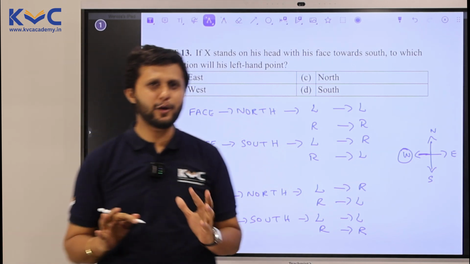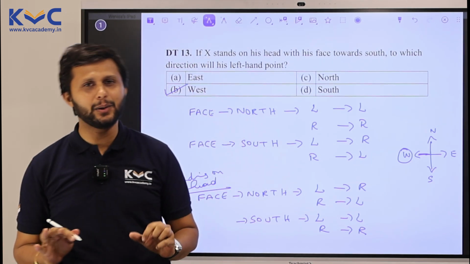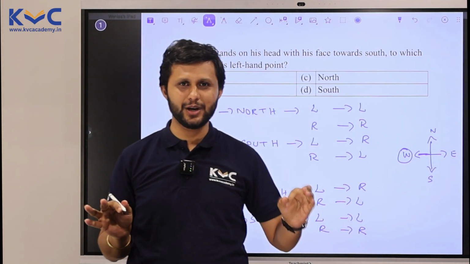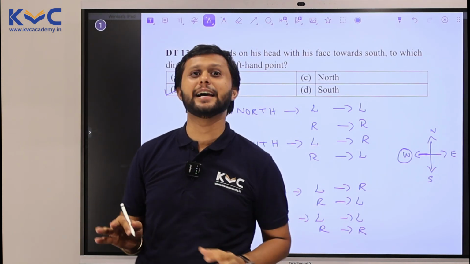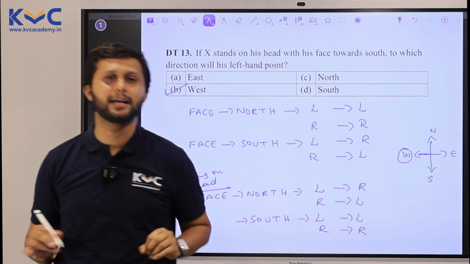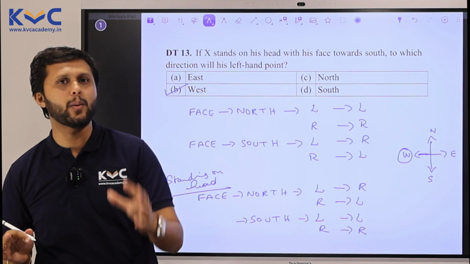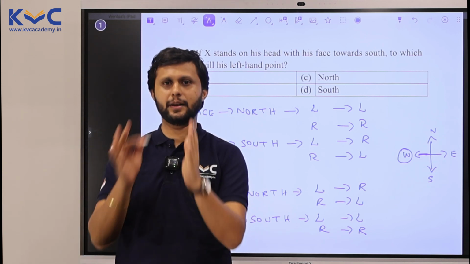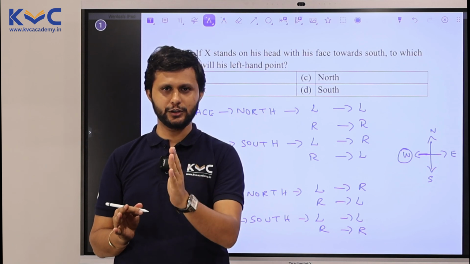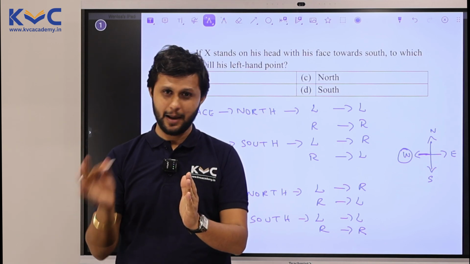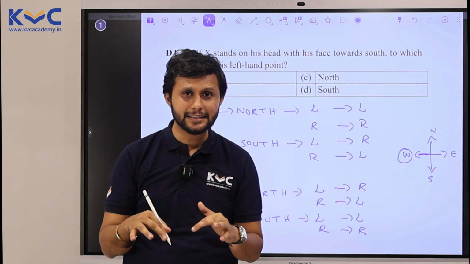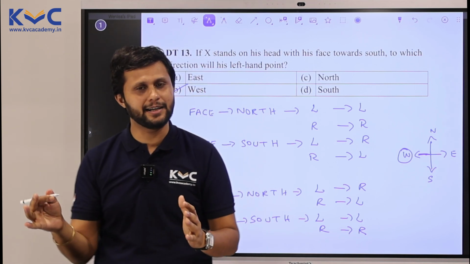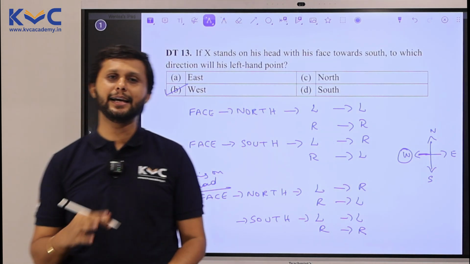You can try it yourself wherever you are right now. You can try standing on your head, but make sure you are facing south, and then keep stretching your arm and check which direction you are facing. You'll get exactly this answer. But from an examination point of view, I want you to remember it this way. I'll repeat it again. Normally when you stand properly and face north, left is left, right is right. But when you stand on your head and face south, then left is left, right is right. And the remaining two are the other way round.